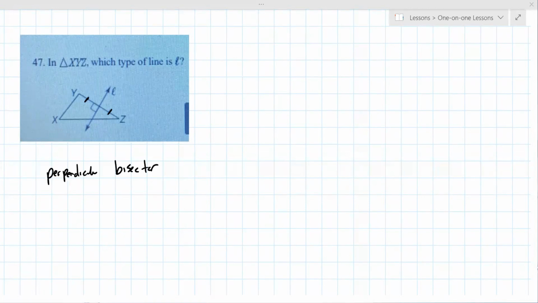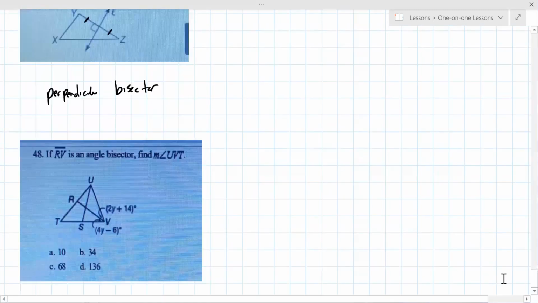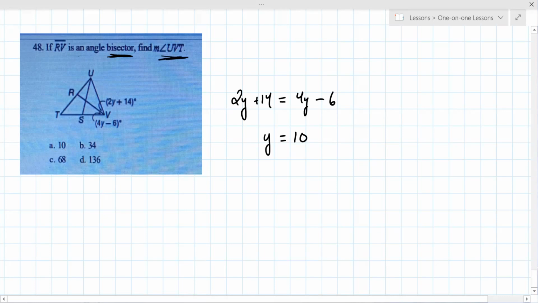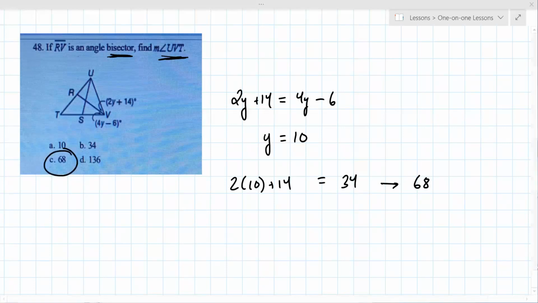Great. We're on to 48. RV is an angle bisector. If it bisects the angle, that means the two angles are congruent. That means 2y plus 14 must equal 4y minus 6. That goes back to the idea that you either set them equal or set them to add up to something. If you're really stuck, you can always try that. You end up solving and getting y equals 10. That's not the answer, but notice it's there. UVT is the whole thing. Find both of these angles and then double it. So for example, 2 times 10 plus 14 equals 34, and if you double it, that's 68. So we can get that answer down there.